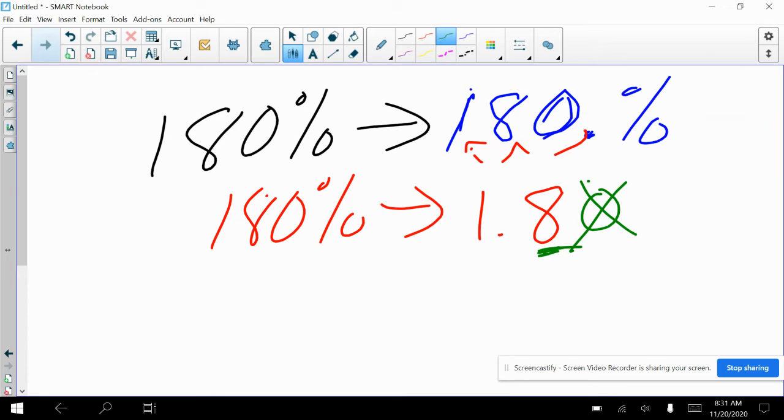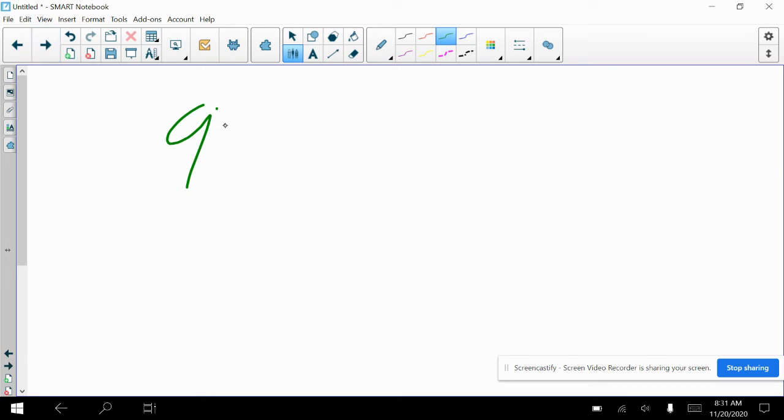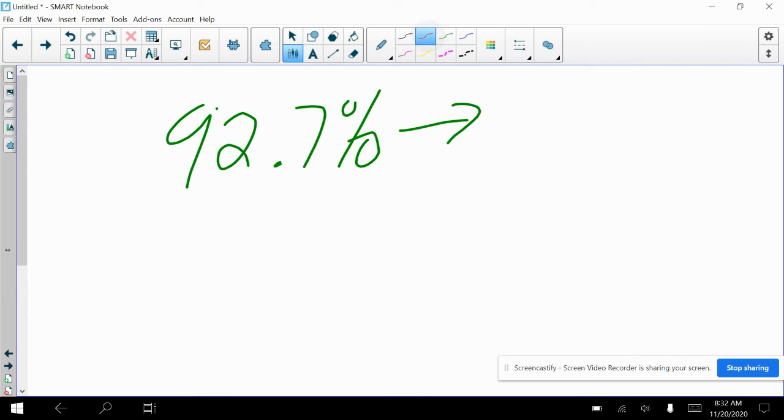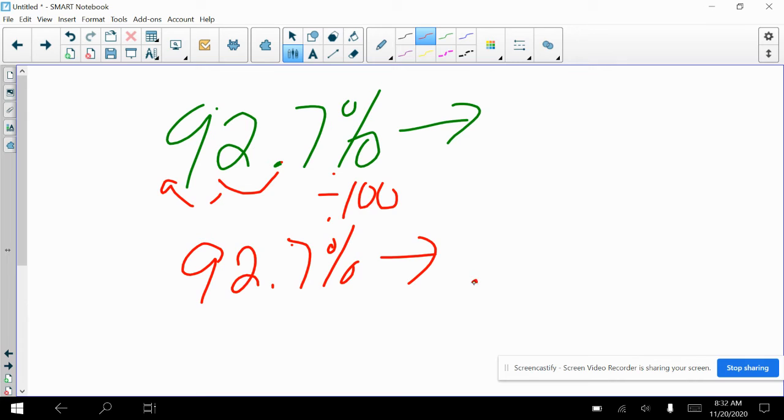And the last one here, if we have something where the percent already is a decimal, 92 7/10%, that shouldn't throw us for a loop. We already know where the decimal is. The percent sign means to divide by 100. So we move it 2 places to the left. So 92 7/10% is 927 thousandths as a decimal.